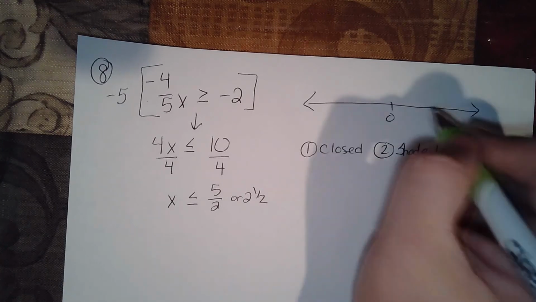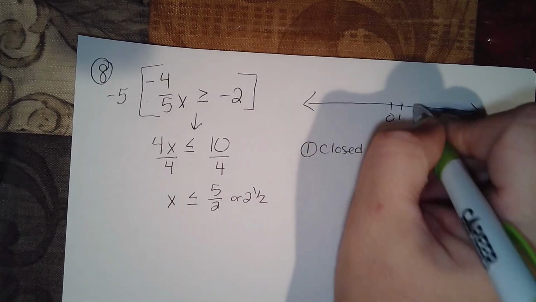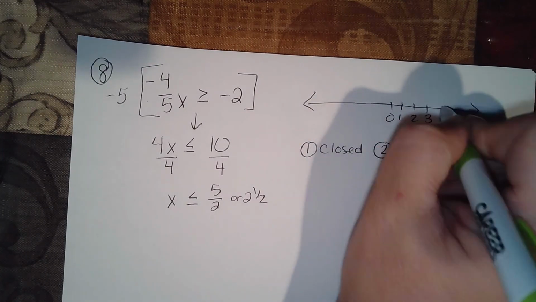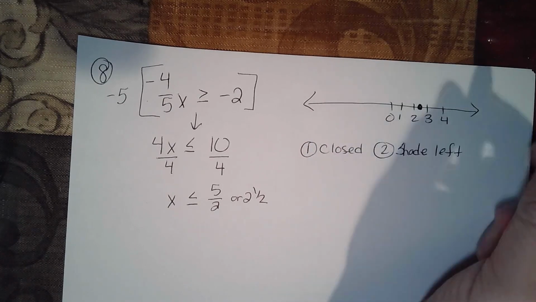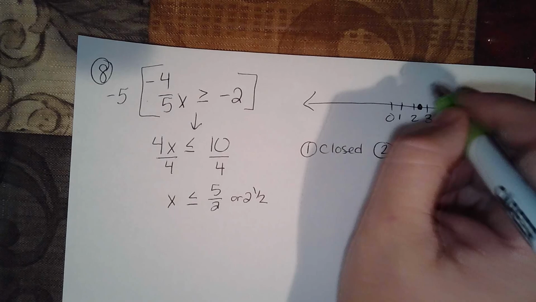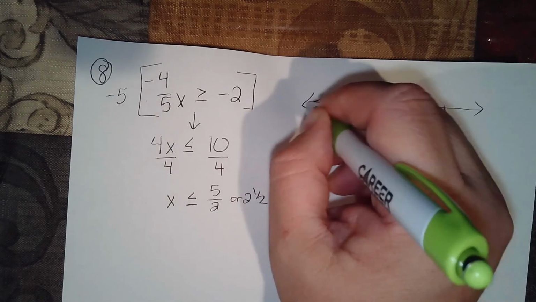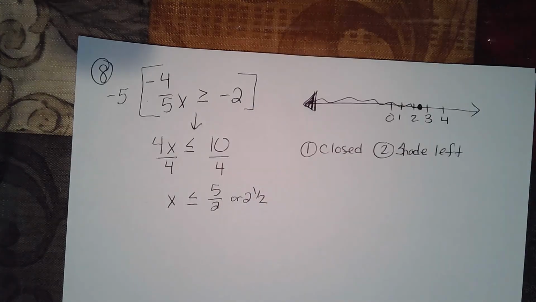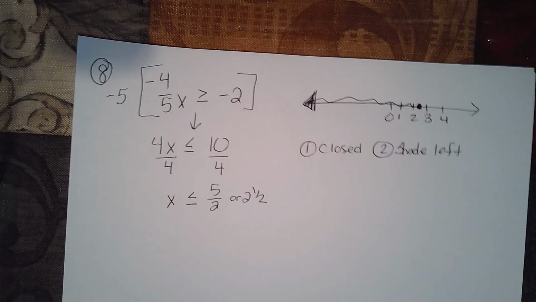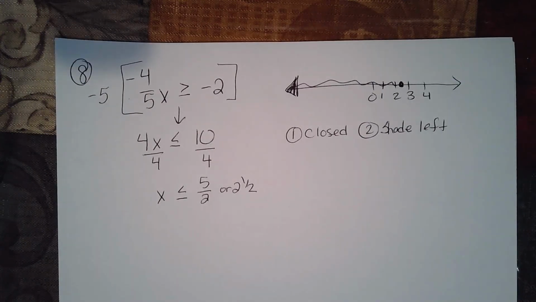So if we come over here and we graph this, 2.5 is right about here. And since it's a closed circle, you can just put a dot here. It says x is less than that, so we're going to shade to our left. And I think all of them we shaded left this time. But, you know, it's just a coincidence. You don't always shade left. All right. So all of the regular problems are done. Let's look at our story problem.